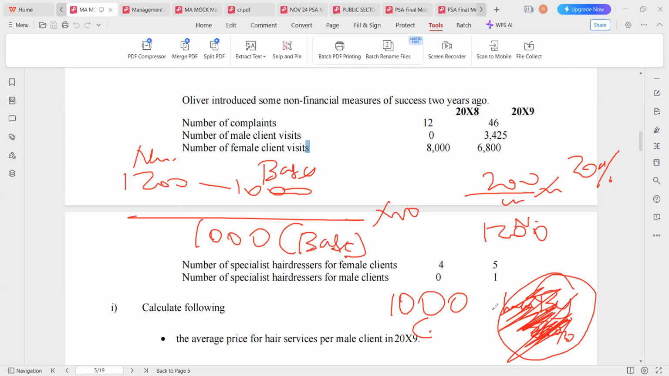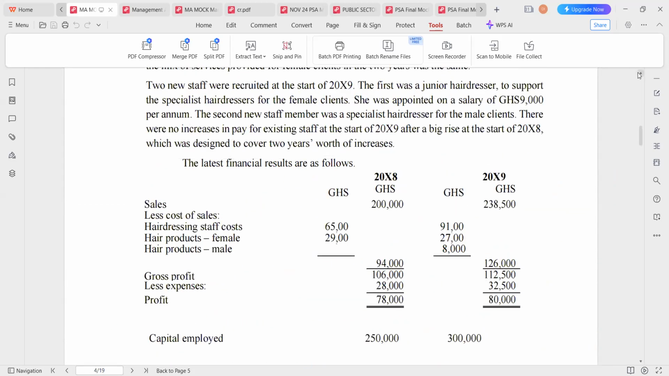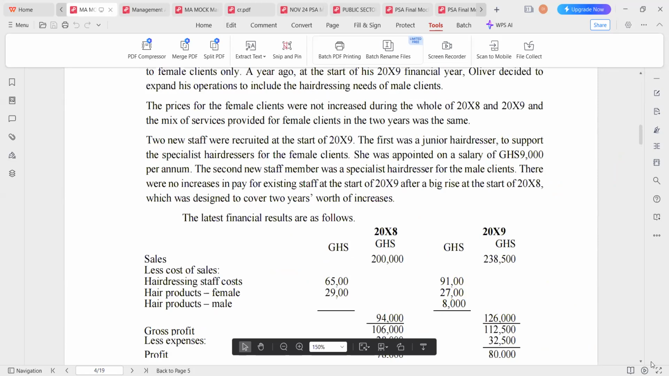So how about the previous one that the other person asked, the non-financial calculation? Then let me have the question again. I think the person asked for the price, right? Now how did we get the price?